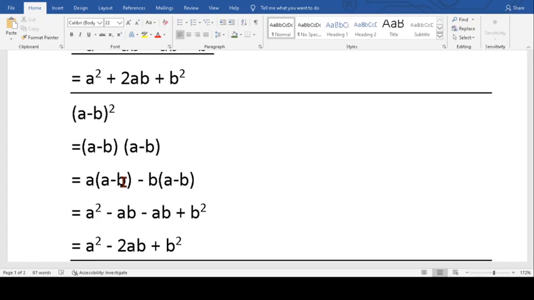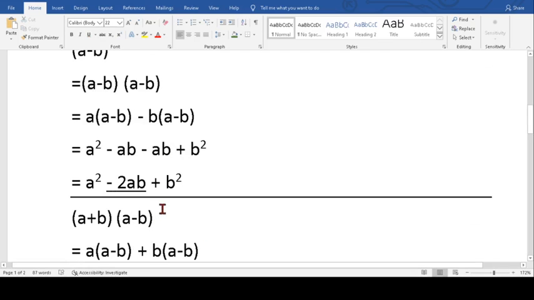So a into a, a square, again plus into minus is minus: a into b, ab, again minus into plus is minus: b into a, ba, or you can write ab. Minus into minus is plus, so b into b, b square. So a square, now minus ab minus ab, we can write minus 2ab. We have learned the simple addition rule, that's why a square minus 2ab plus b square is the required formula of (a minus b) whole square.